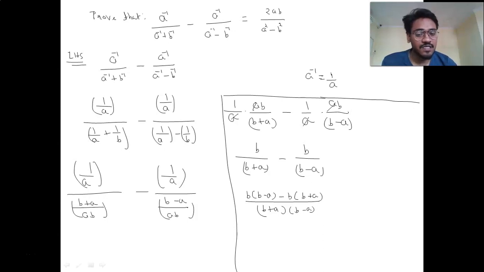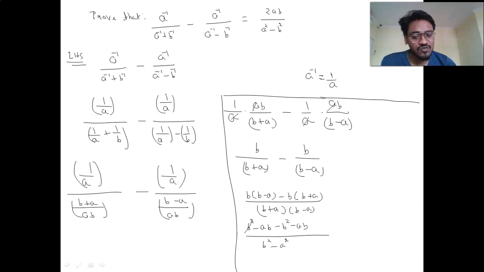Now this B, when multiplied inside the bracket, it will become B square minus AB minus B square and minus AB. Okay, and in the denominator it's B plus A, B minus A. The identity you remember: we remember A plus B into A minus B is A square minus B square. So B plus A into B minus A is B square minus A square.